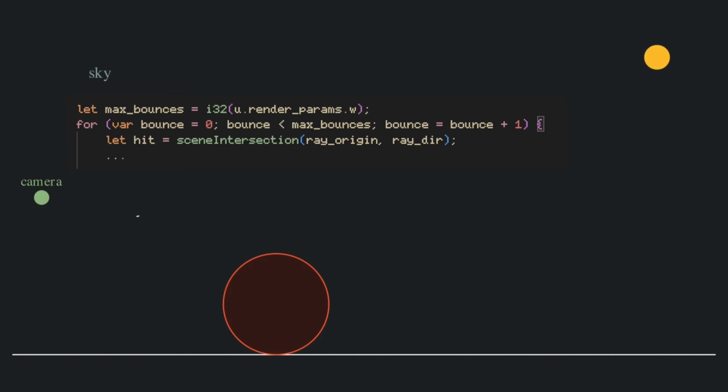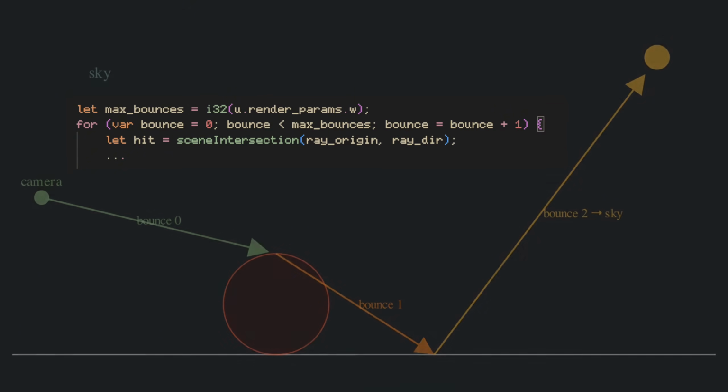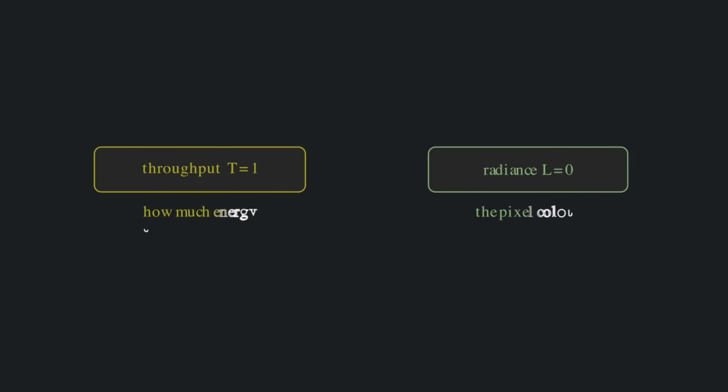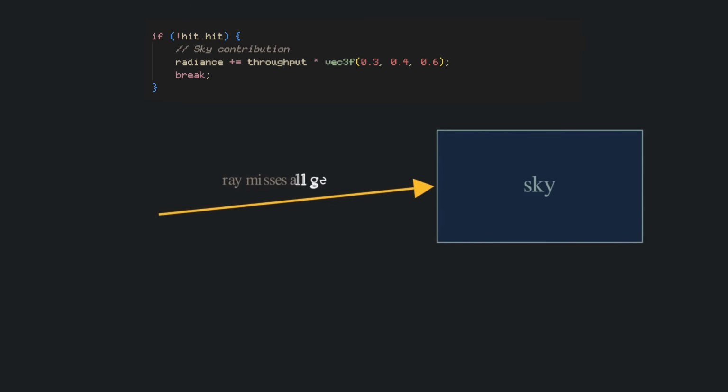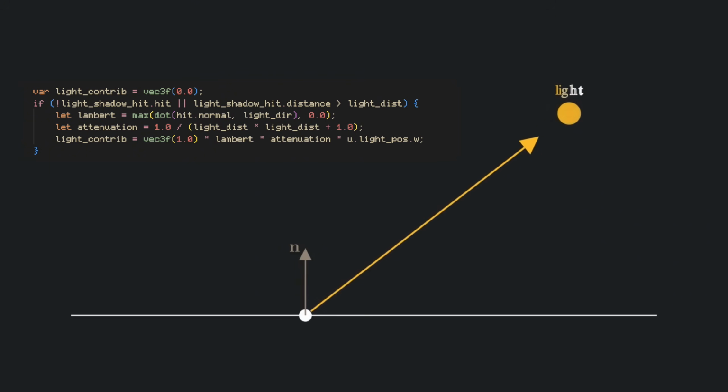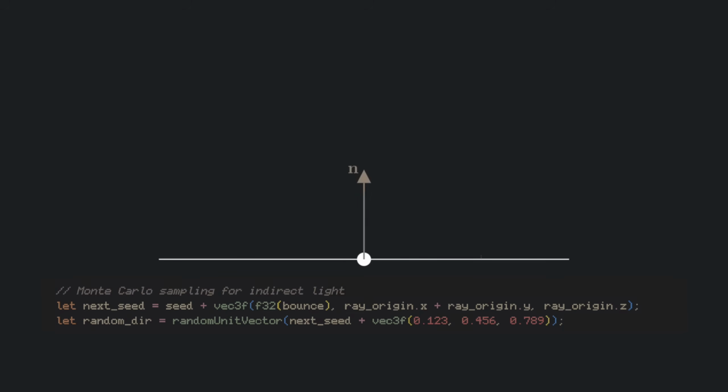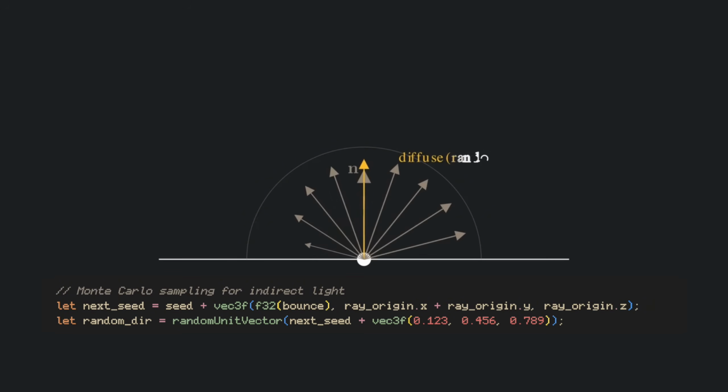We start by shooting a ray from the camera and letting it bounce through the scene. 2 values travel with the ray: throughput, which is the surviving energy, and radiance, which is the collected energy. If the ray escapes the scene, it picks up skylight, added directly to the radiance. At each point, we cast a shadow ray. If it's unblocked, we add Lambert shading. Indirect light randomly picks a new direction in the hemisphere and continues bouncing.